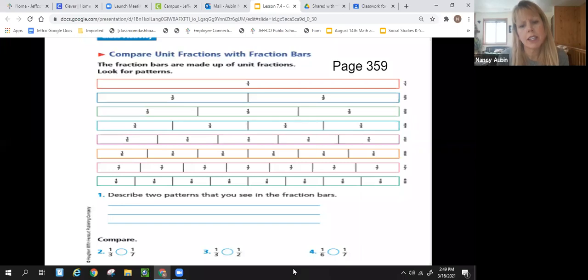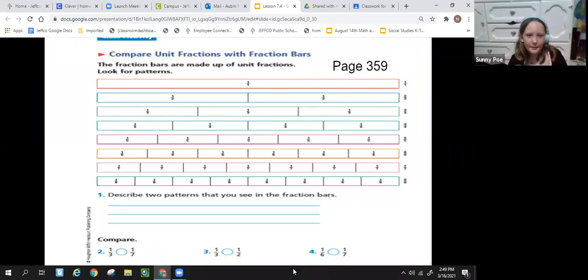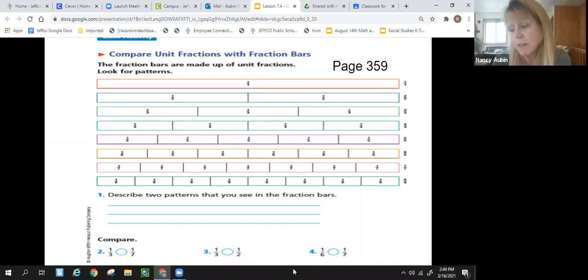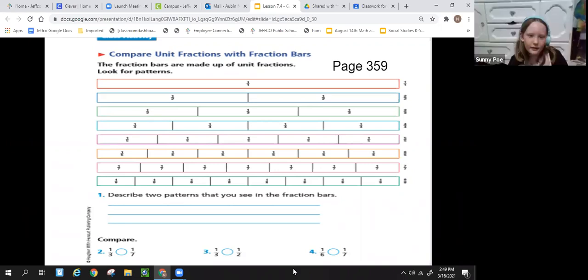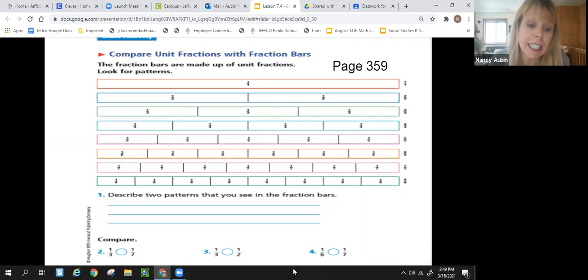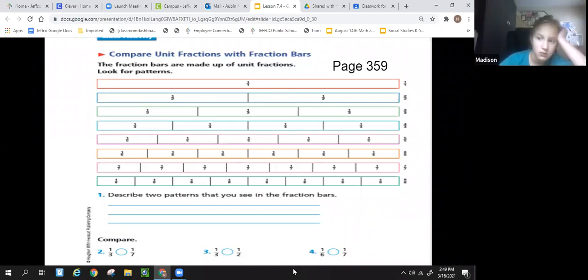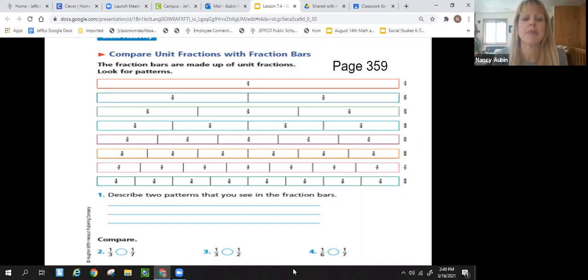I noticed that the larger the number on the bottom gets, the smaller the sections get. Excellent. Thinking about that, like we talked about it being like a Kit Kat bar, if you had to share it with more people, you would get less of the Kit Kat bar, right? The fewer people you have to share with, the larger your pieces would be. All right, then you said Suriname and then Henry. Suriname, go ahead. What did you notice?